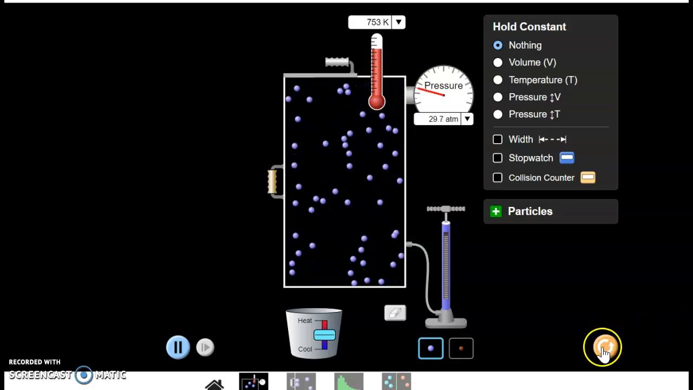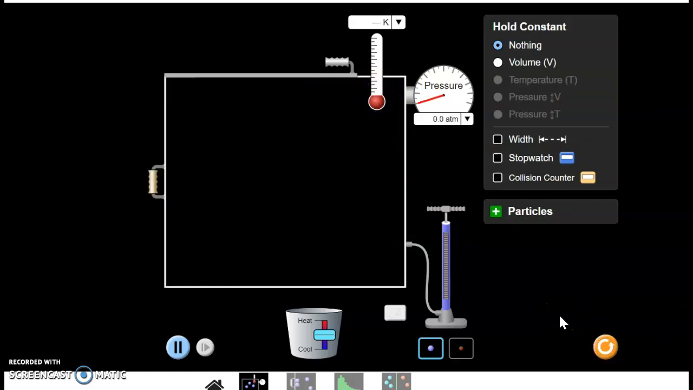Anyway, all right, let's reset and let's look at another experiment. So this time we'll keep the volume and number of particles the same. So again, let's put the particles in.